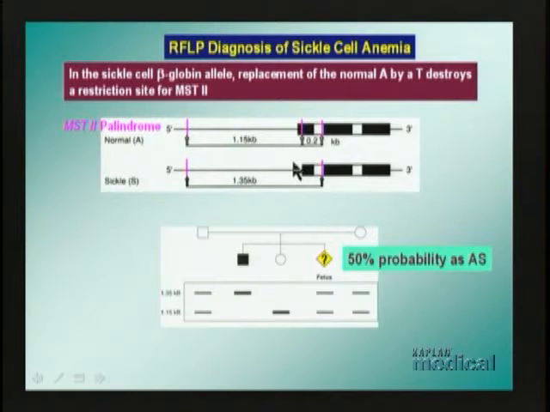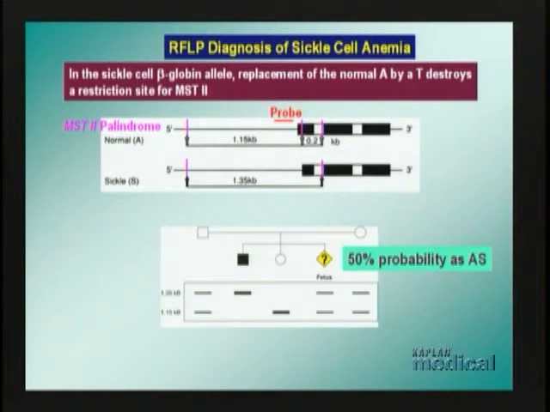So if you take a normal allele or a sickle allele for beta globin, add MST2, we generate these fragments. And then you do a southern blot. These fragments are separated on the basis of size. Now the issue becomes, how are those fragments detected? So we need to have some sort of probe. So now let's bring in a probe. Here's a probe shown here in the red horizontal line.